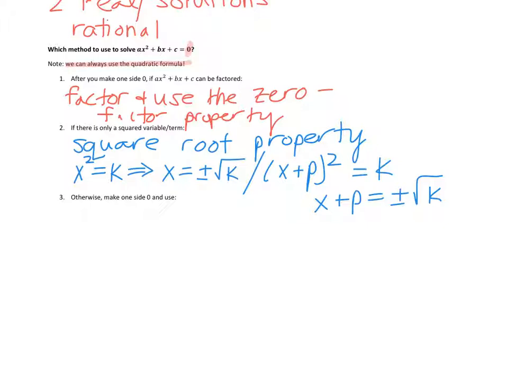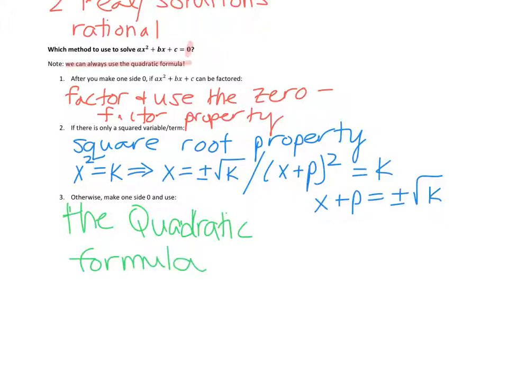Okay, so if we make one side 0 and we can't factor it, if there is a middle term in addition to the square term, in essentially every case of quadratic equations, we can always use the quadratic formula. All right, so now we have some nice strategies of solving our quadratic equations.